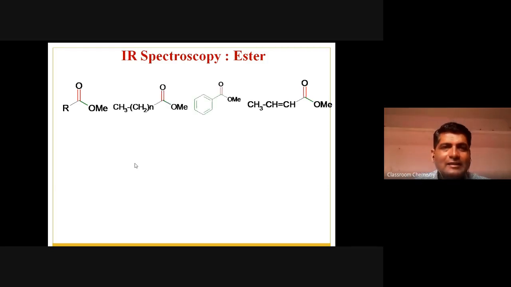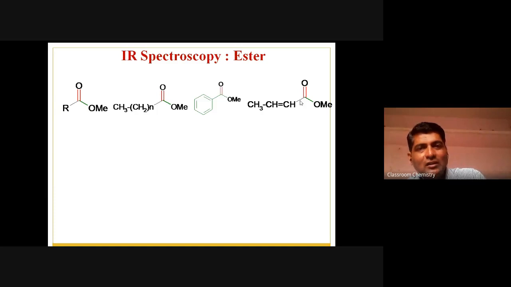So these are the examples. You can make any type of compound by just changing the R. Here we can take aliphatic, then it becomes an aliphatic ester. If you take the benzene, it becomes an aromatic ester. And if you take a compound such as CH3, CH, double bond CH, it becomes an alpha beta unsaturated ester because the double bond is present at the alpha beta position to the ester group. That's why it is called alpha beta unsaturated. So these are the ester compounds.